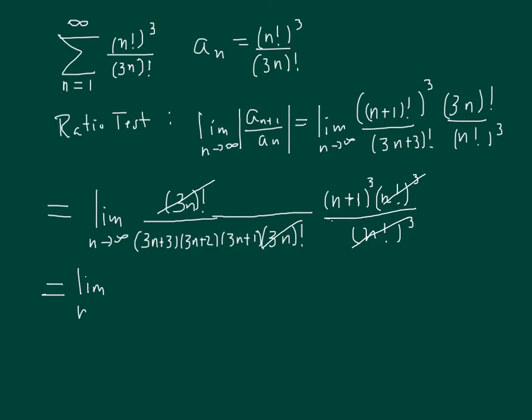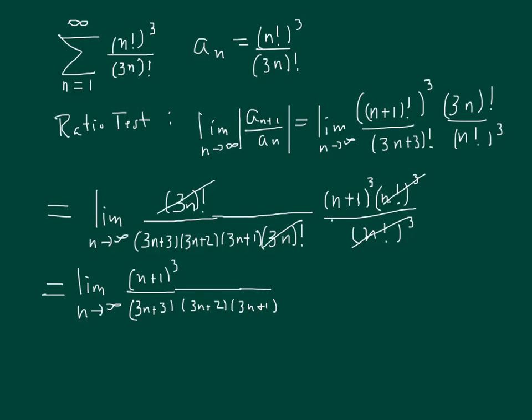So this simplifies to the limit as n goes to infinity of (n plus 1) cubed over 3n plus 3 times 3n plus 2 times 3n plus 1. This is a rational function in n. The degree of the numerator is going to be 3. The degree of the denominator is going to be 3.